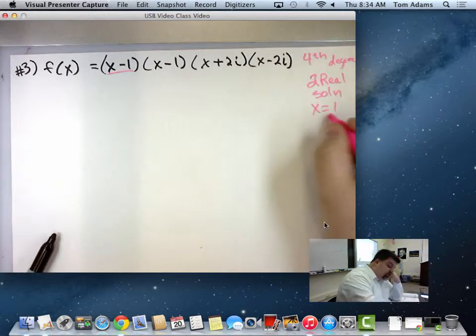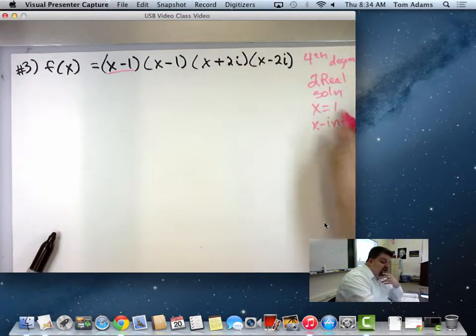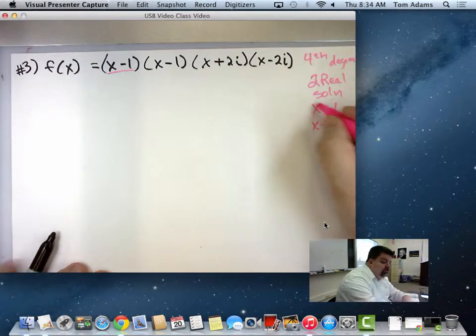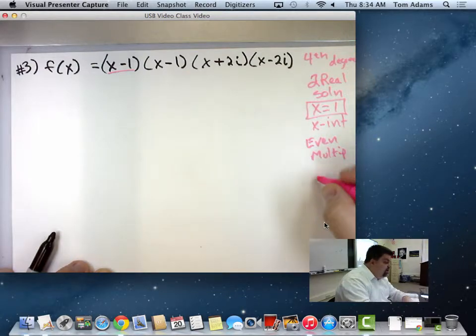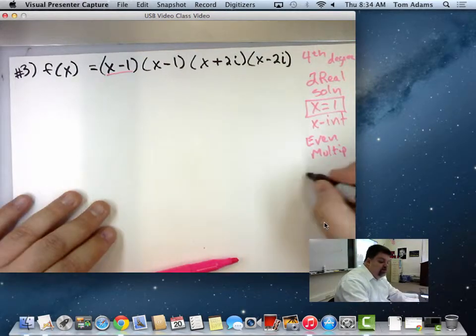Now, the real solutions are what we call x-intercepts. That's where it'll cross the x-axis. Now, the 2 real solutions is x equals 1 multiplicity 2. So, does anybody remember what Mr. Adams said about even multiplicities, what that looks like graphically? They don't cross. They just kind of come up next to the axis and touch, right?